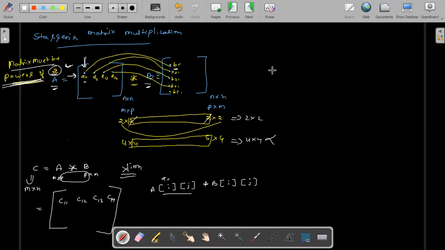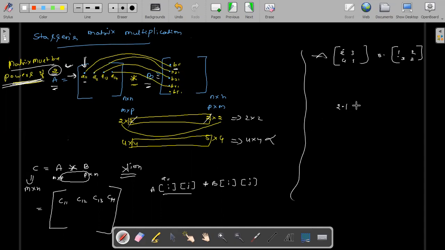Suppose, for example, if you are not able to get this one, very simple. Take a 2 cross 2 matrix: 2, 3, again 4, 5. Take one more matrix, something like 1, 2, 3, 2. How to do the multiplication? You take it as A, take it as B. Very simple. First row, first column: nothing but what? 2 into 1, yes or not? 2 into 1 plus again 3 into 3. Correct? Now fine, so what is the value we are getting?